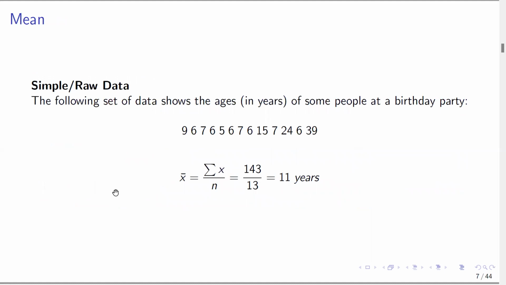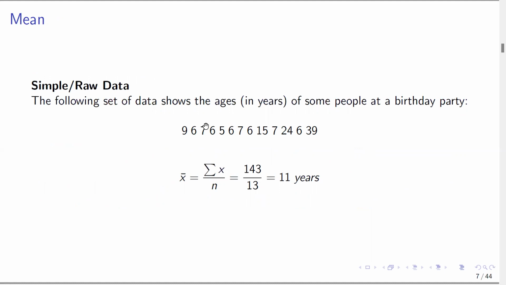In the case of simple or raw data, as seen in the example before, you simply have your data values. This may be ages of people, some people at a birthday party. Sure, we have the younger ones and some parents, I believe, who are 20, 39.